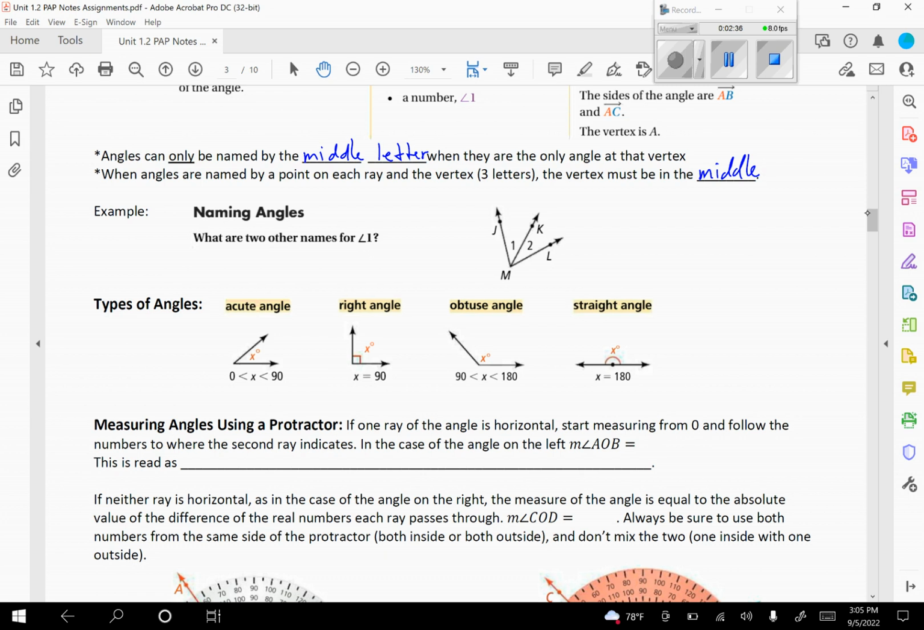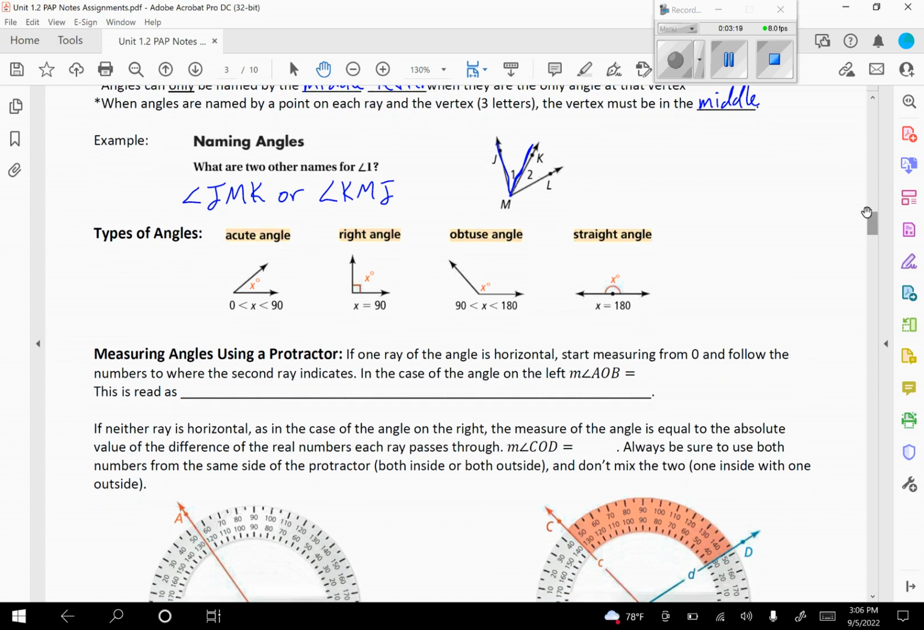So next thing here, naming angles. What are 2 other names for angle 1? Angle 1 is this angle right here. Well, it could be angle JMK, or you could go the other way, angle KMJ. Notice how the vertex M is in the middle of both names. Now I could not call it angle M because, as you can see, I have 2 angles coming off of that same vertex there. If I just named it angle M, I wouldn't know if I was talking about this angle 1 or this angle 2 over here.